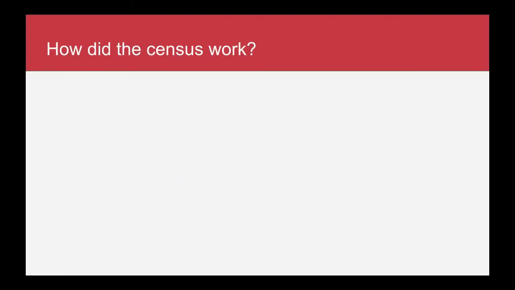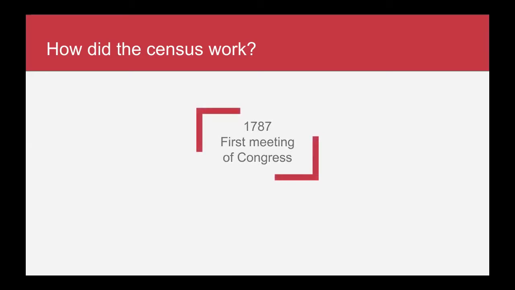How did the census work? Article 1 also prescribed that the first census would happen within 3 years of the first meeting of the new Congress, and every 10 years from there on out. So the first census was taken in 1790, and every census since then has occurred in a year ending in a 0, which is why 2020 is a census year, and 2030 will be the next census year.